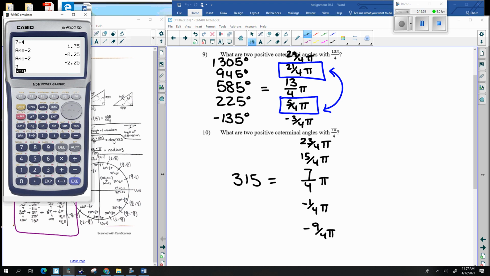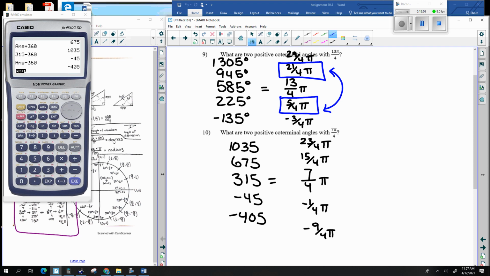All right, same with the 315, add circles. And subtract circles. All right, so what are two positive coterminal angles? So the next two positives would be those.